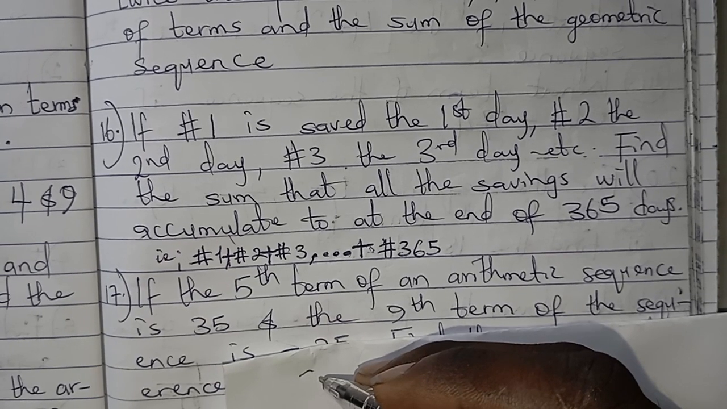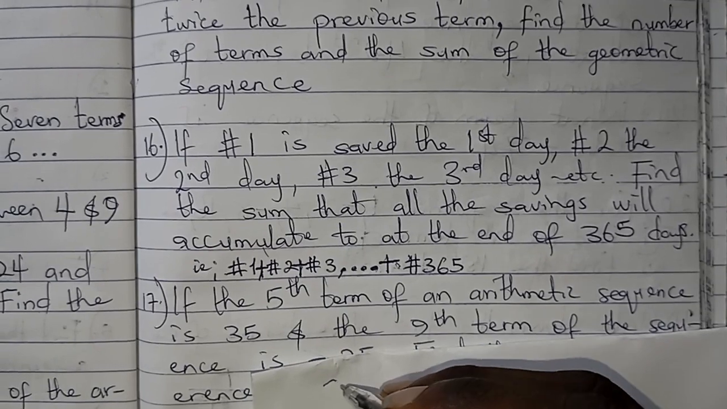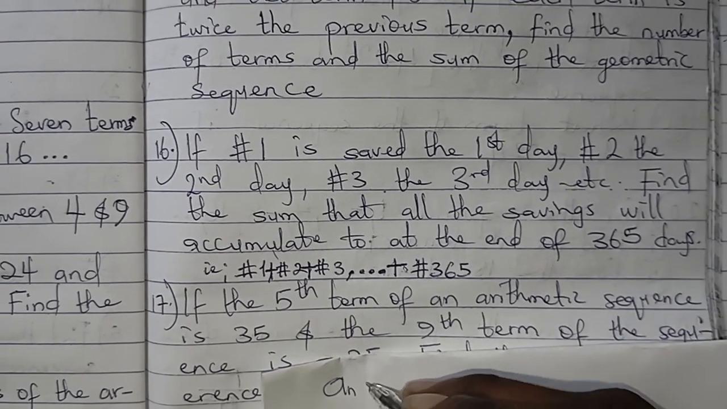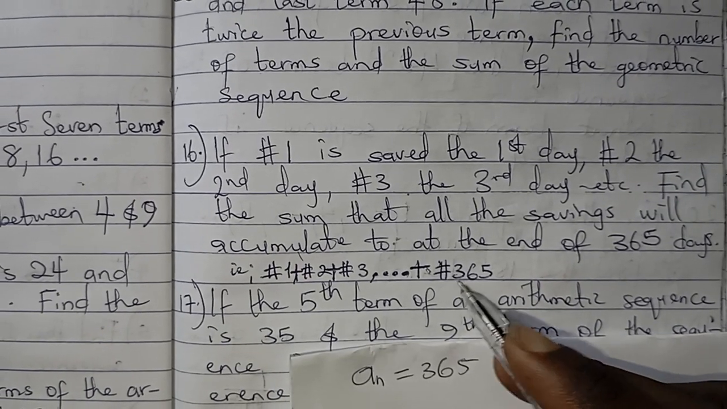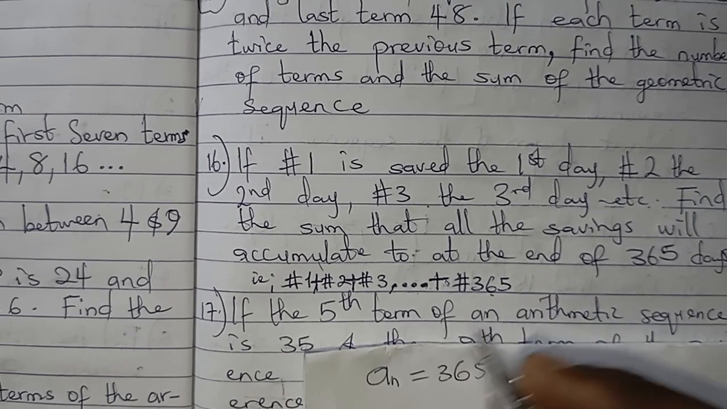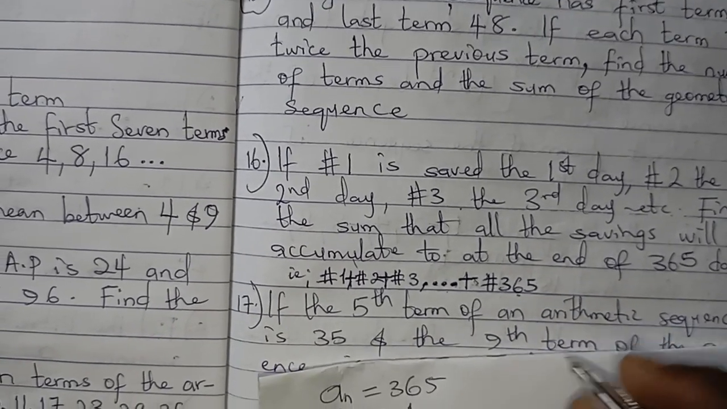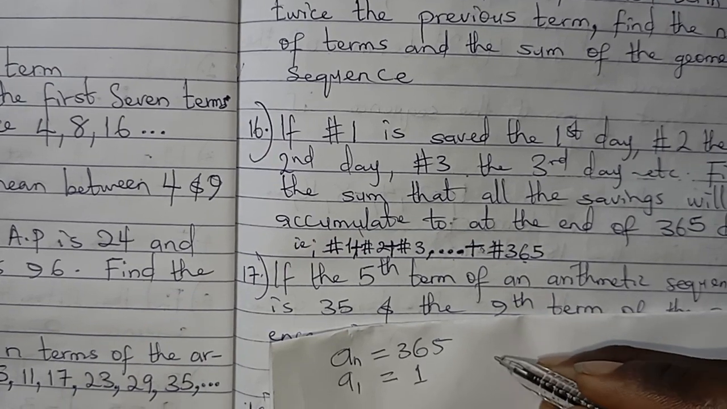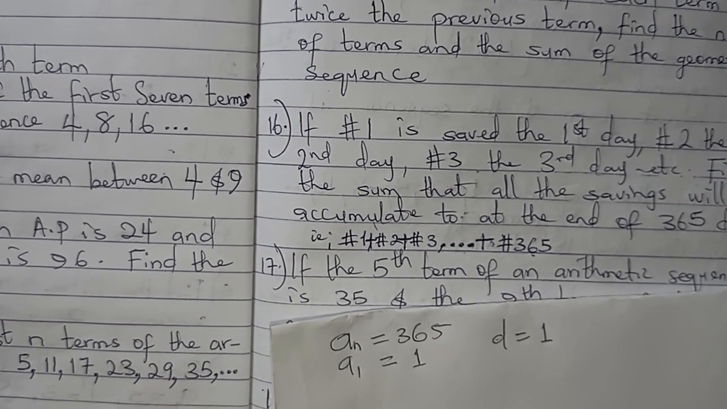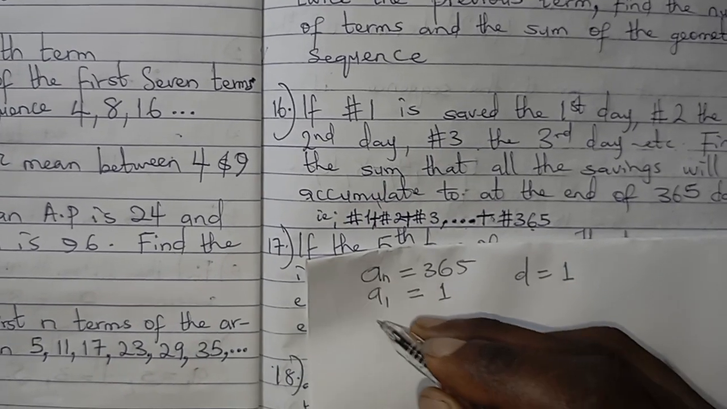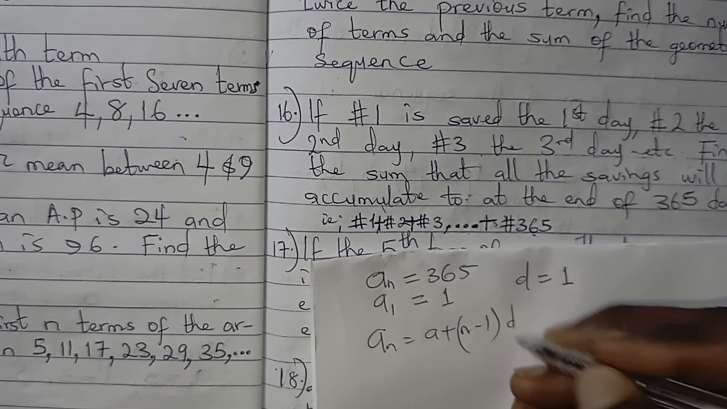Find the sum that all the savings will accumulate to at the end of 365 days. So An, the last term, is 365. I've told you that once you see this thing after dot dot dot, it means that An is given. Then A1 is equal to 1 Naira. Then the common difference d is equal to 1. So remember that An is equal to a plus n minus 1 d.